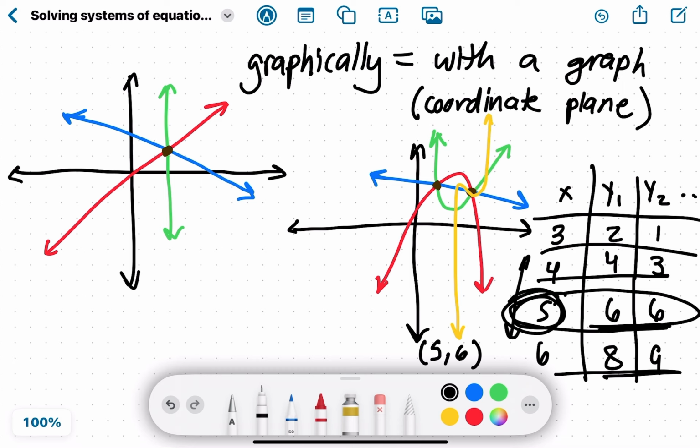So that's how you solve the system of equations graphically. It's as simple as that. The calculator makes it incredibly easy to find that stuff.